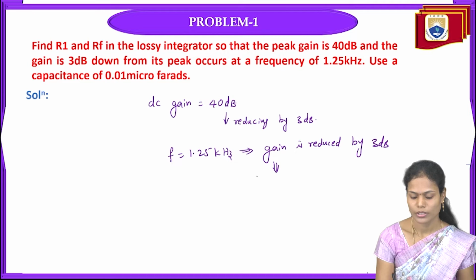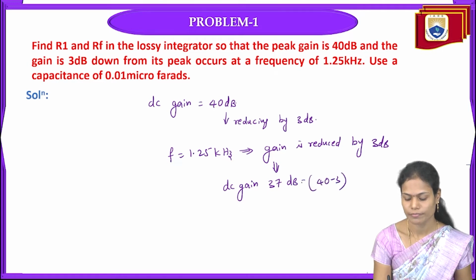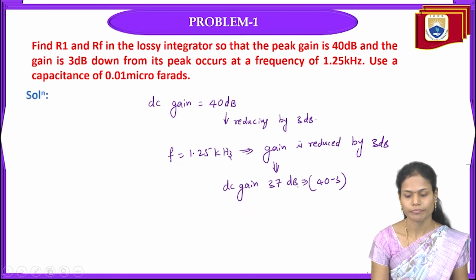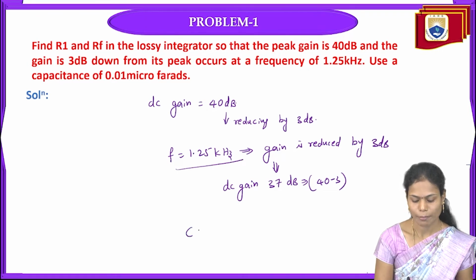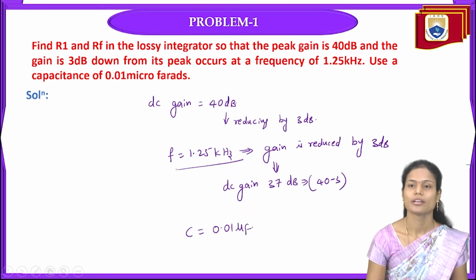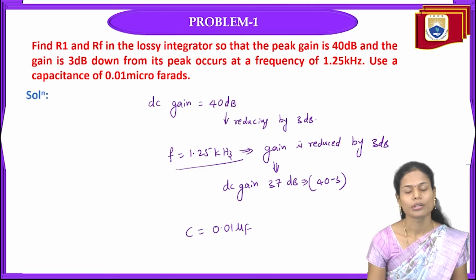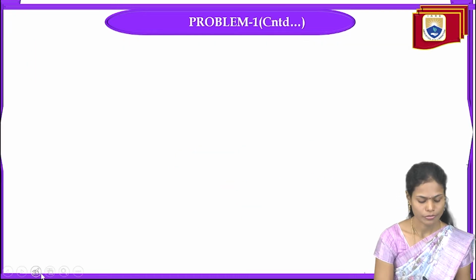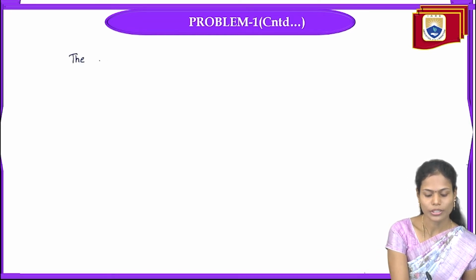That is nothing but now the gain is 37 dB, which is 40 minus 3 dB here. The given frequency is 1.25 kHz and the capacitance value is 0.01 microfarads. These are the values given in the problem. By using this frequency and capacitance, we can design the lossy integrator. For that, I am first considering the peak gain value given in the problem.